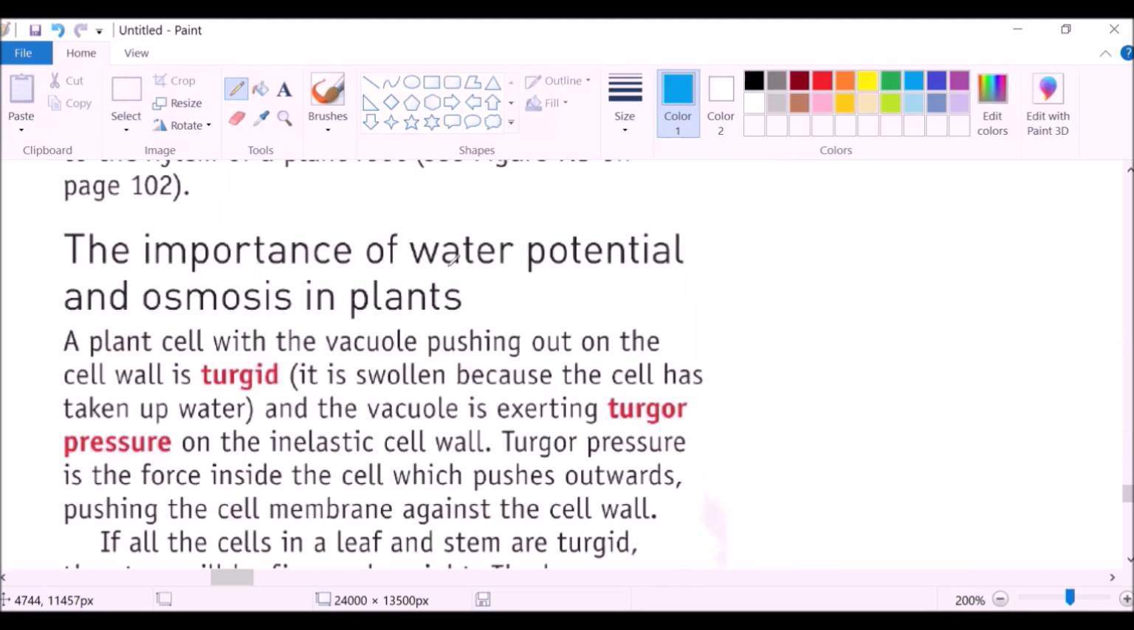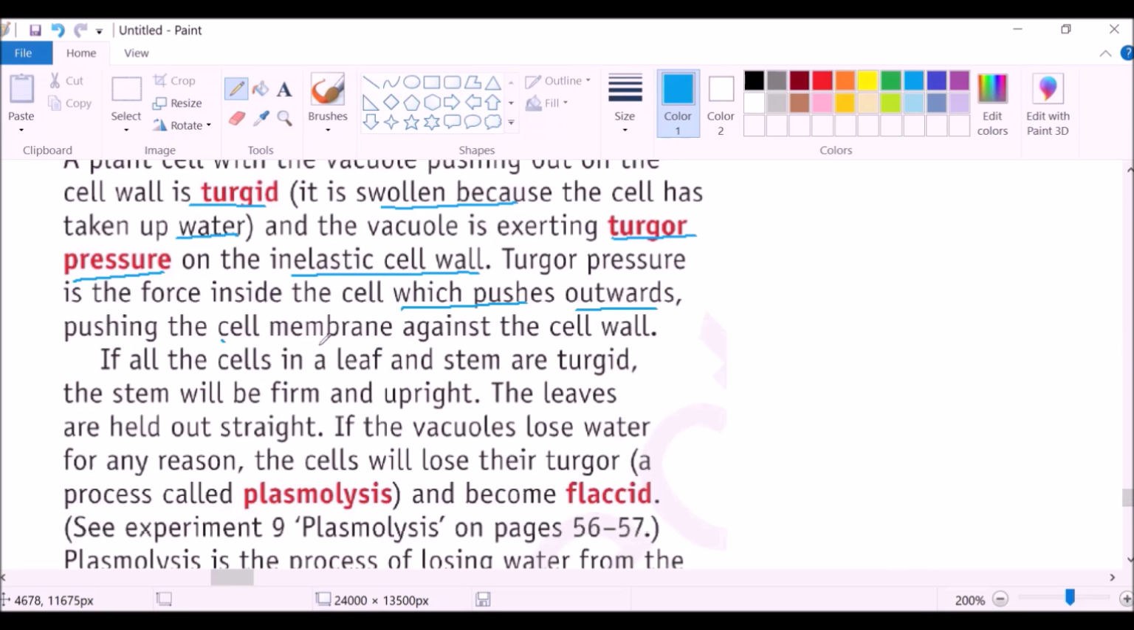It is firm. The importance of water potential and osmosis in plants. A plant cell with a vacuole pushing out on the cell wall is turgid. It is swollen because the cell has taken up water, and the vacuole is exerting turgor pressure on the inelastic cell wall. Turgor pressure is the force inside the cell which pushes outwards, pushing the cell membrane against the cell wall. If all the cells in the leaf and stem are turgid, the stem will be firm and upright. The leaves are held out straight.